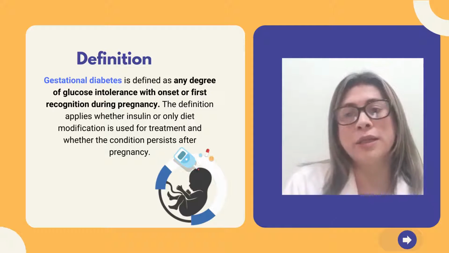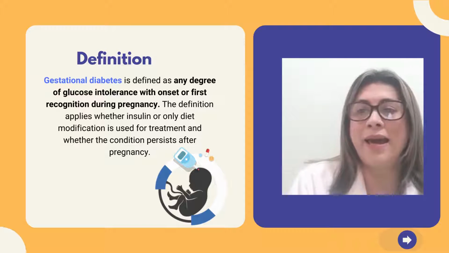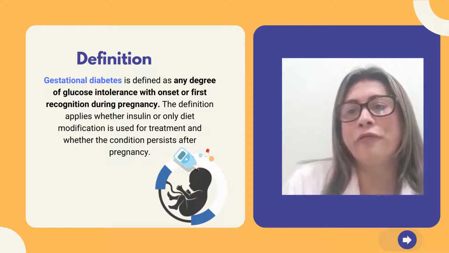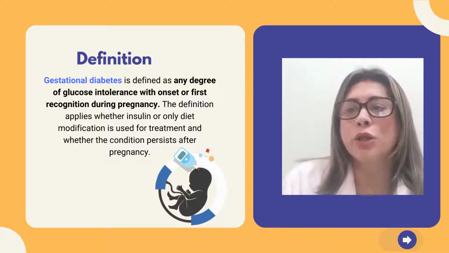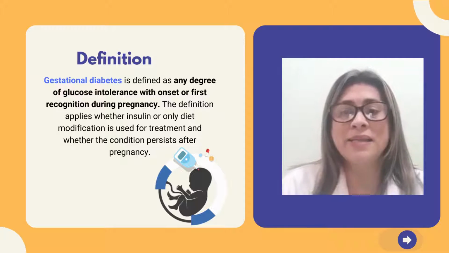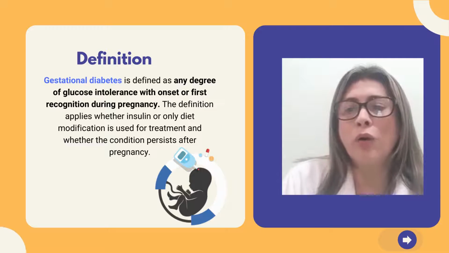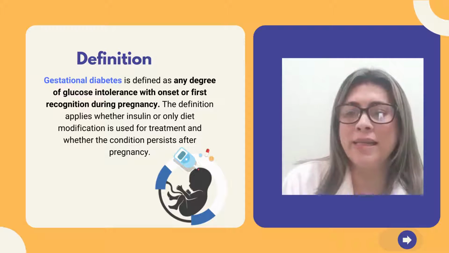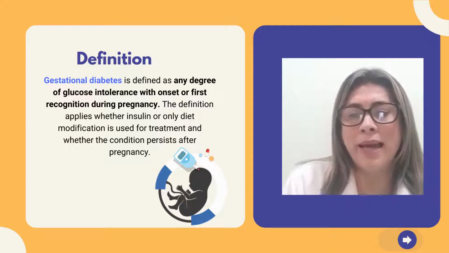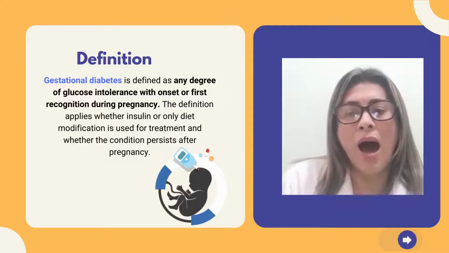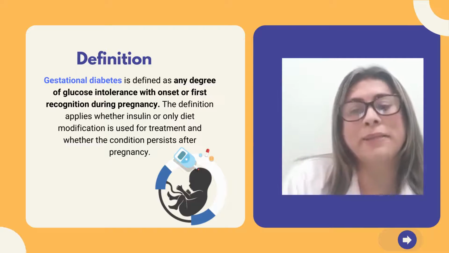Definition: gestational diabetes is defined as any degree of glucose intolerance with onset or first recognition during pregnancy. The definition applies whether insulin or only diet modification is used for treatment and whether the condition persists altered after pregnancy.